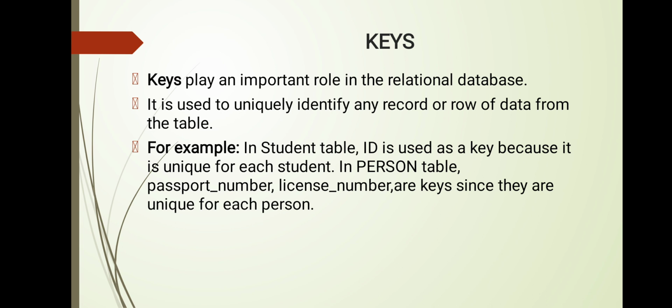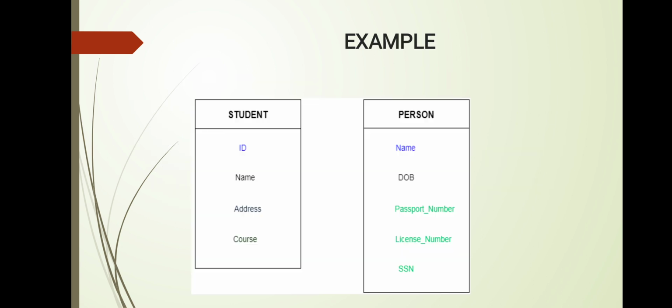So, for identifying any row of data in a table uniquely. Let us take an example. In the student table, ID is used as a key because it is unique for each student. In the person table, passport number and license number are keys since they are unique for each person. So this is the example. In the student table, ID is unique. In the person table, passport number and license number are unique since they are unique for everyone.